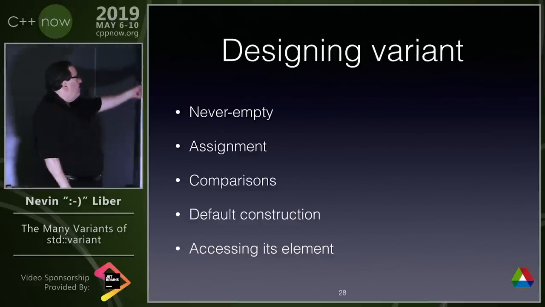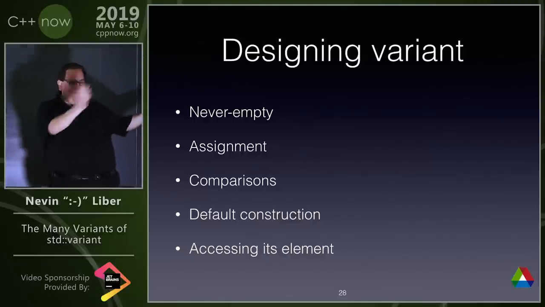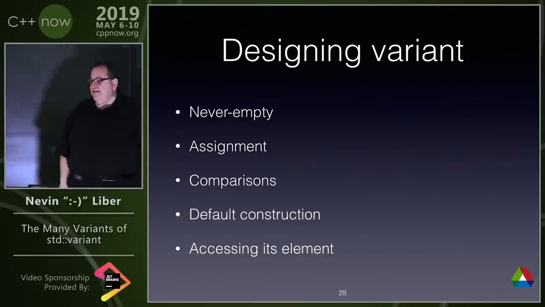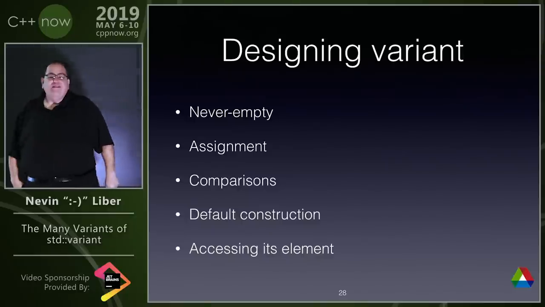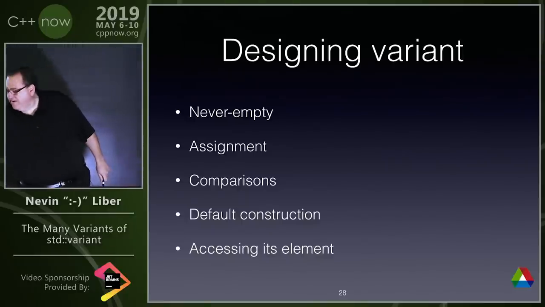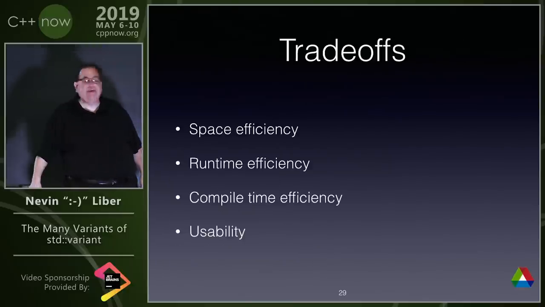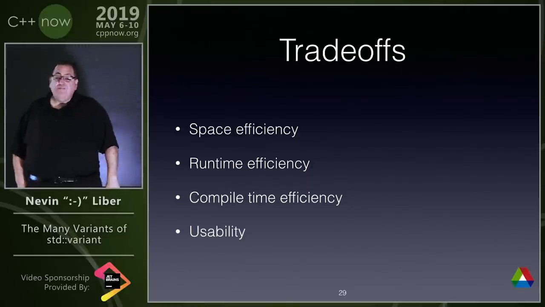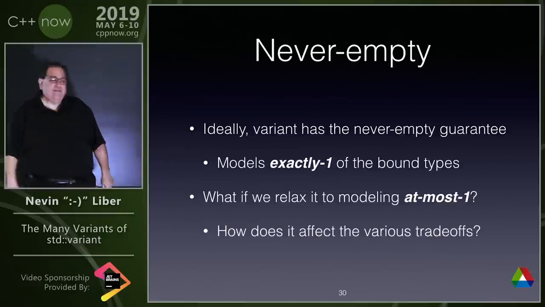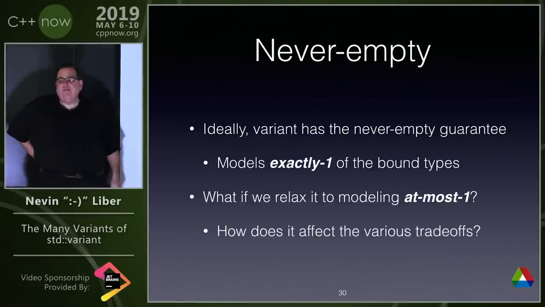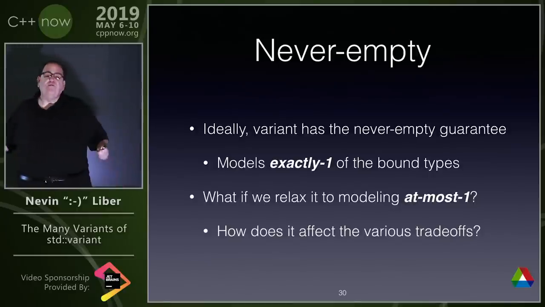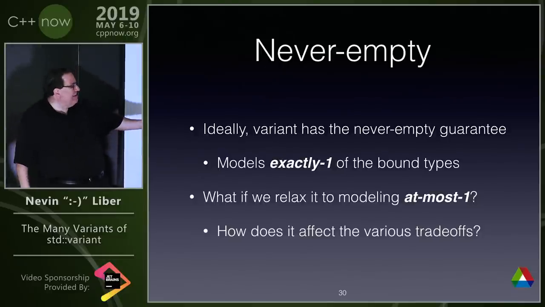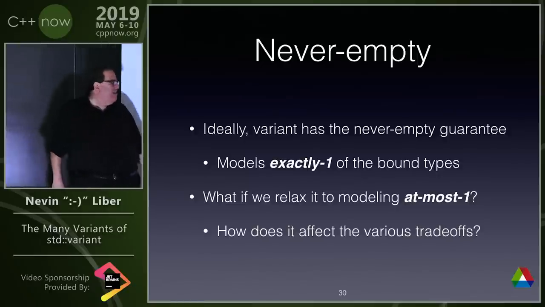So when designing variant, I'm going to focus on these five things. There's even more than this, but I already have 130-something slides. The never-empty guarantee, assignment, comparisons, default construction, and how to access elements, or element, because it only holds one. There are various trade-offs based on space efficiency, runtime efficiency, compile time efficiency, and usability. Ideally, variant does have the never-empty guarantee. We would really like it to model exactly one of the bound types. But because of throwing constructors, what happens if we relax that? What does it do to the trade-offs?